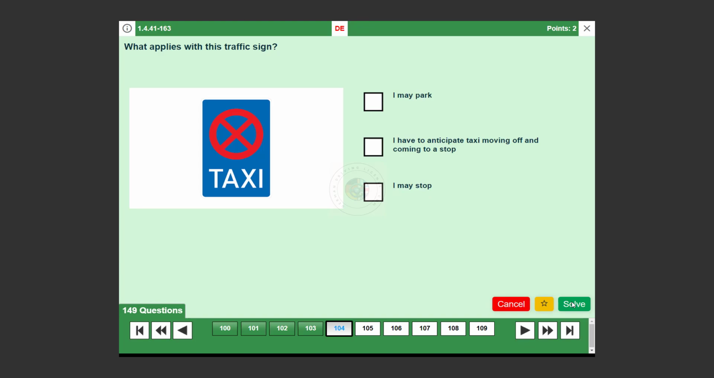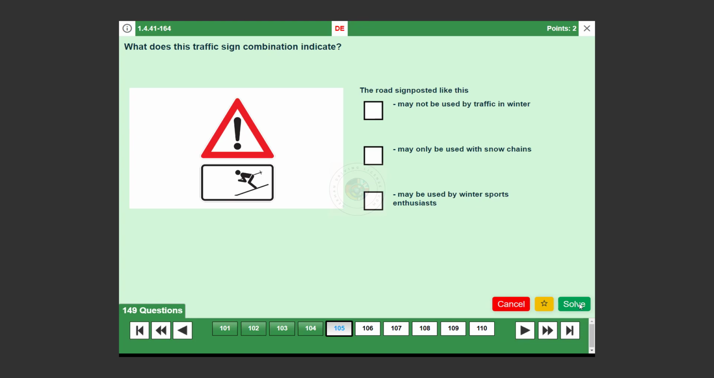Question number 104. What applies with this traffic sign? I have to anticipate taxis moving off and coming to a stop. True. The sign indicates a taxi stand, so you should be prepared for taxis arriving and departing. I may stop. False. This area is reserved for taxis, so other vehicles should not stop here. I may park. False. Parking is not permitted at a taxi stand, which is exclusively for taxi use.